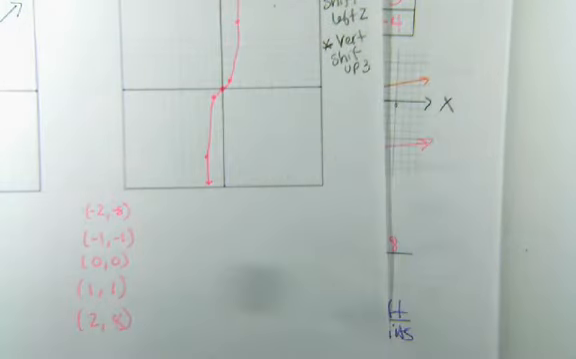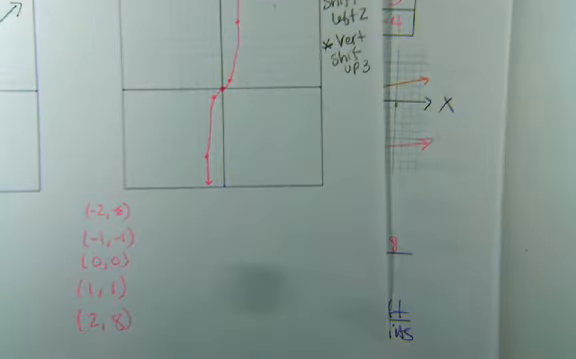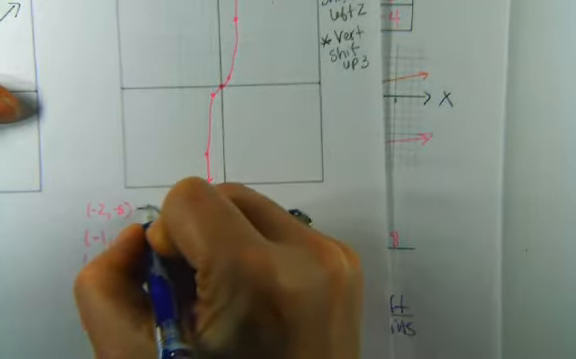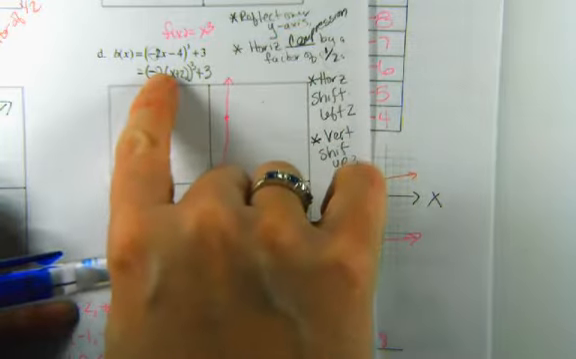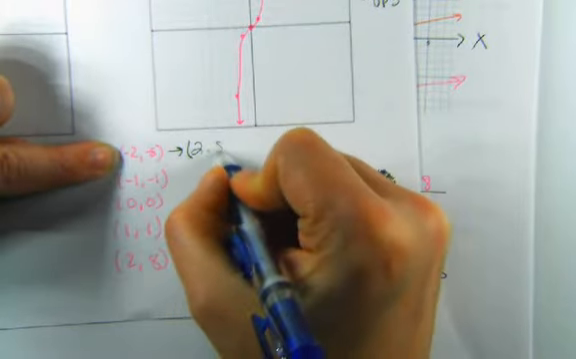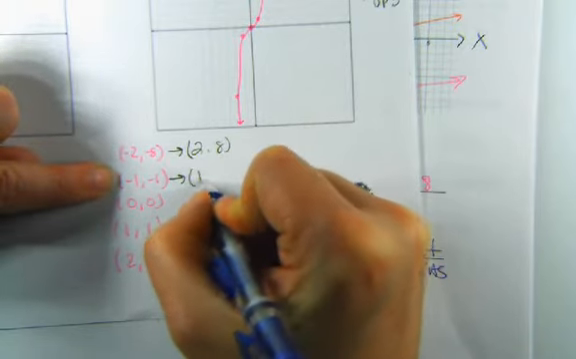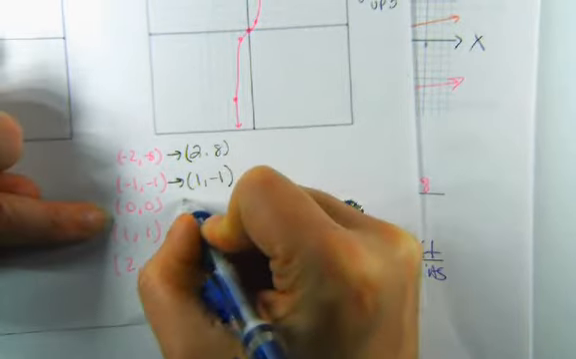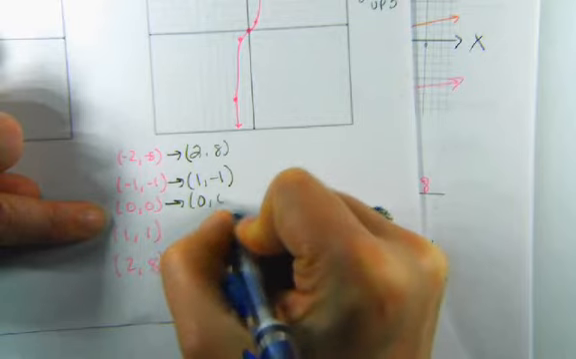I need to first reflect over the y-axis, which means change the sign of all the x values. So this negative 2 is now 2, 8. This negative 1 is 1, negative 1. 0, 0. Well, that's boring. And you'll notice all I'm doing is changing the sign of my x value. Okay, so I've done all the reflect over the y-axis. That's what I just checked off.